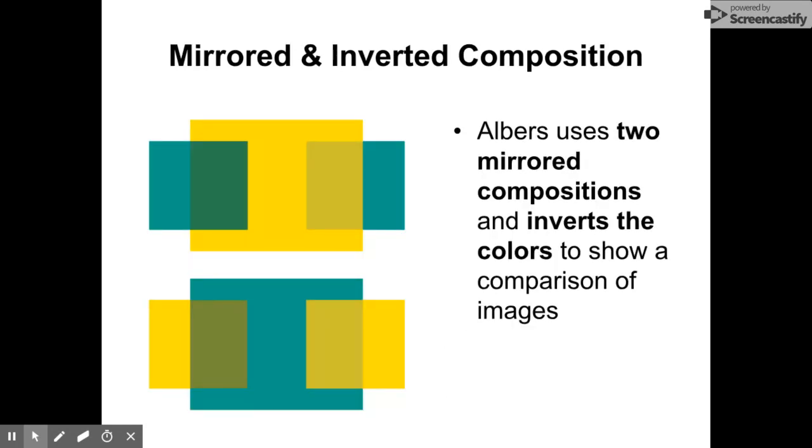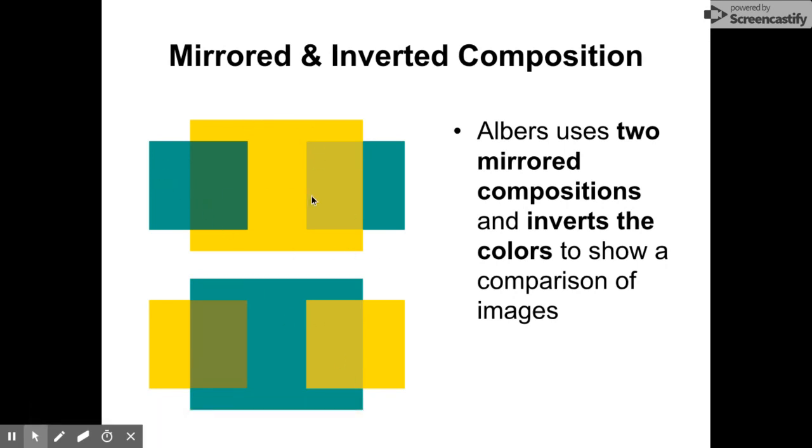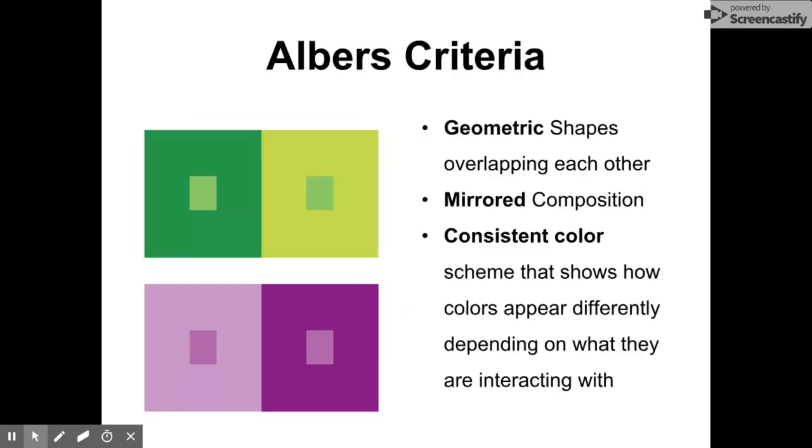He also used mirrored compositions as well as inverted compositions. Mirrored means that two things are arranged identically. So you can see that this collection of squares here are identical to this collection of squares here. There's three squares, all arranged the same. The only difference is the color scheme. The colors are inverted, which means the blue square here is now yellow. The yellow square here is now blue. So they flip the colors and mirror them to show the comparison of the images.